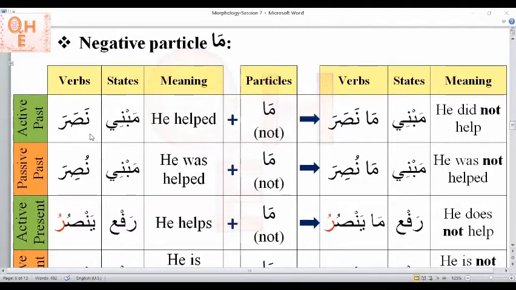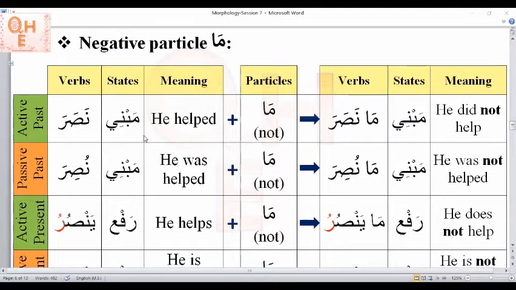it is not limited to singular at all. Whatever effect we'll see, it will be for all the patterns we learned so far. So let's go over one row at a time. For the first verb, active past, I should also tell you the particle ma comes before past tense, it also comes before present tense.